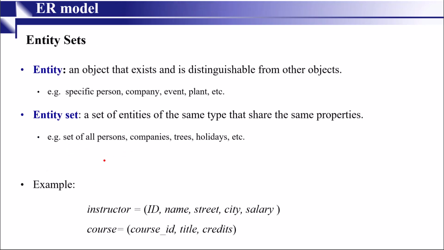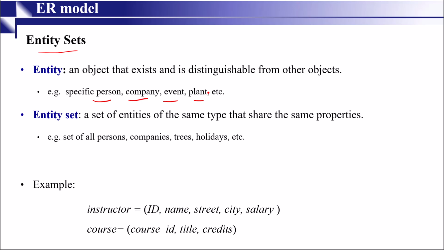So first up in the ER model are entities. An entity is a distinct object, for example, a person, company, event, or plant, or in our schema, an instructor.